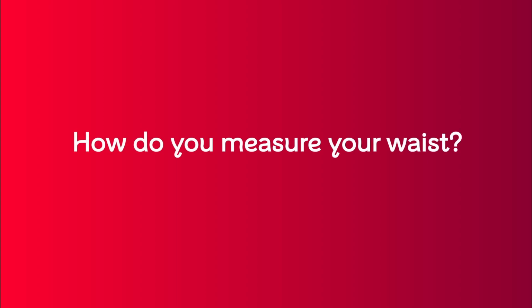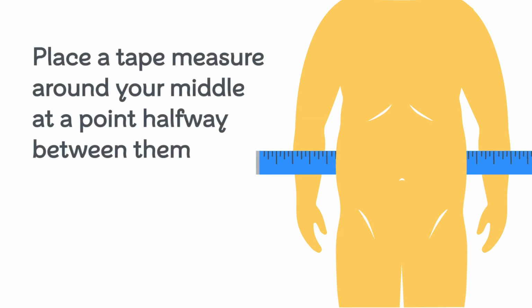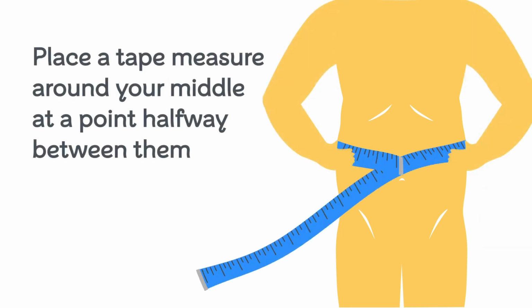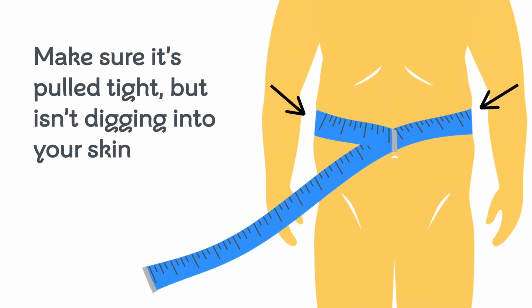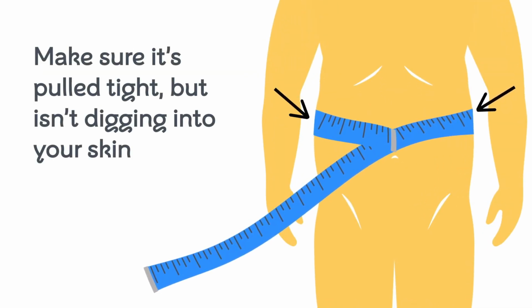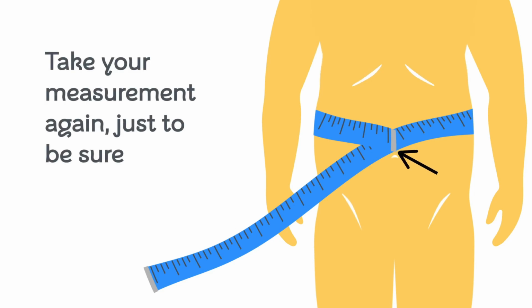How do you measure your waist? Find the bottom of your ribs and the top of your hips. Place a tape measure around your middle at a point halfway between them. This will be just above the belly button. Make sure it's pulled tight but isn't digging into your skin. Breathe out naturally and take your measurement. Take your measurement again just to be sure.